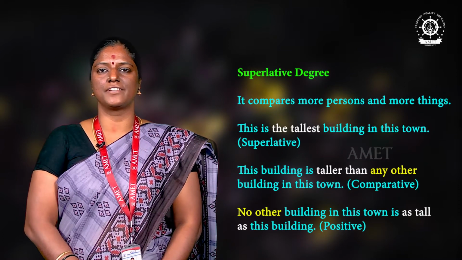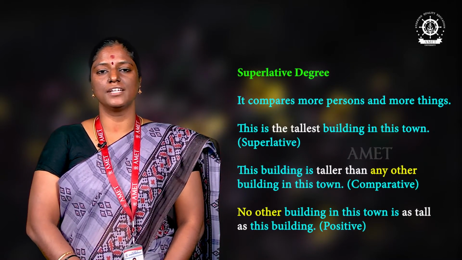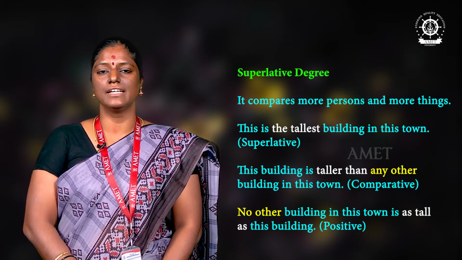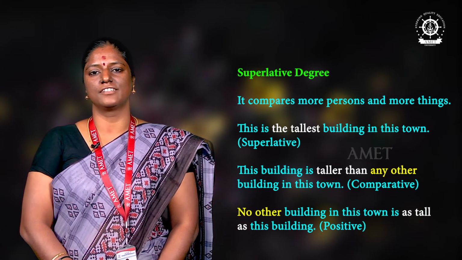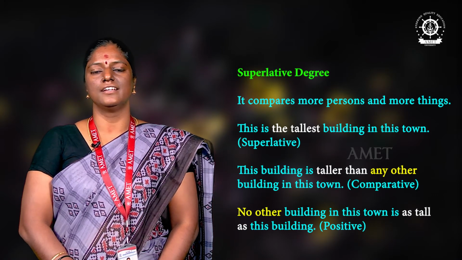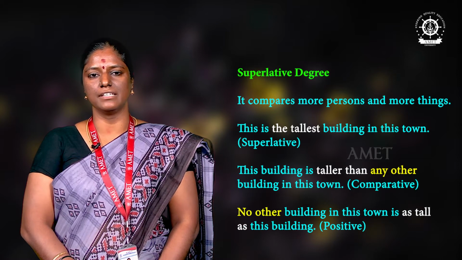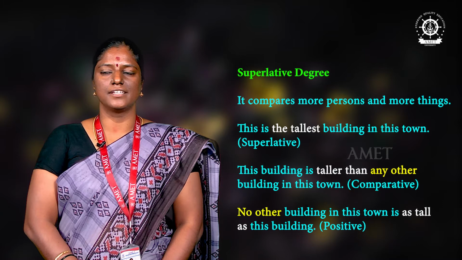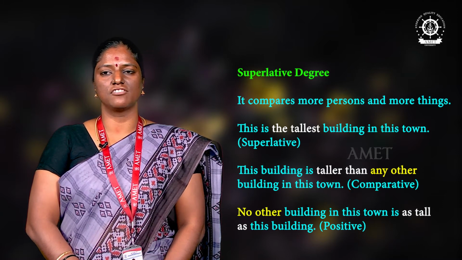Next, move on to superlative degree. It compares more than two persons or more than two things. Okay, let's see one example. This is the tallest. Tallest, one syllabic word, so we are adding EST. This is the tallest building in this town. This is superlative degree. This degree we are going to transform into comparative.